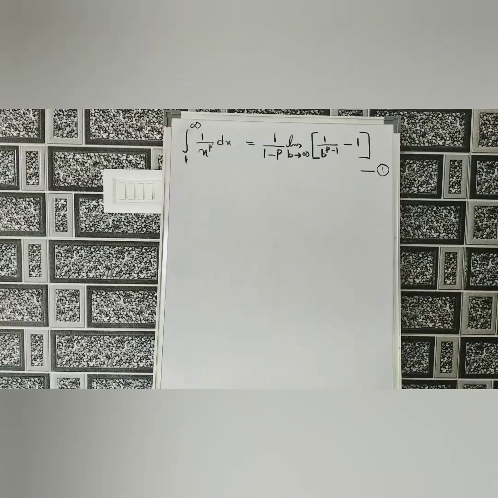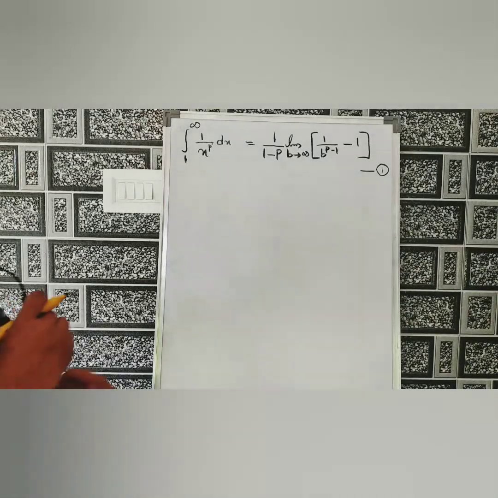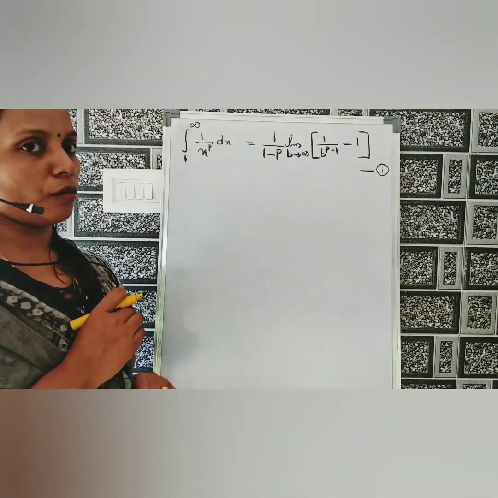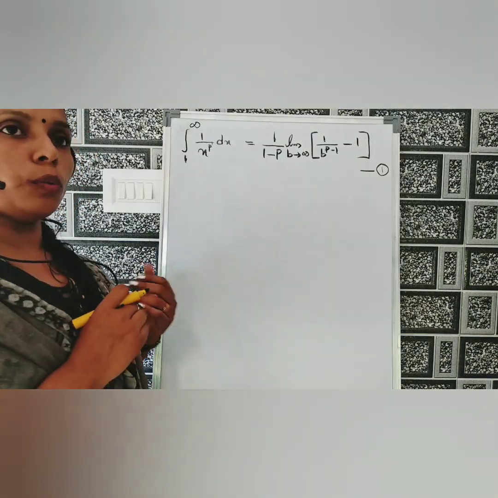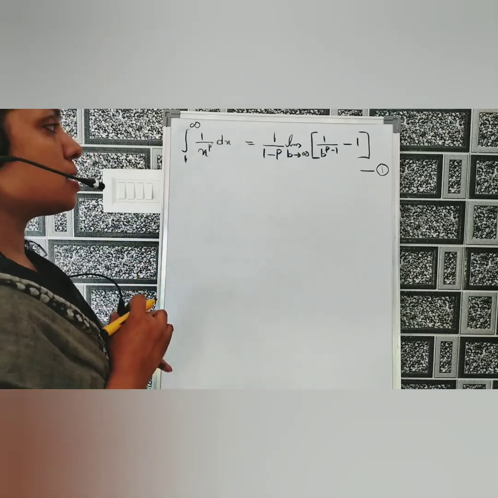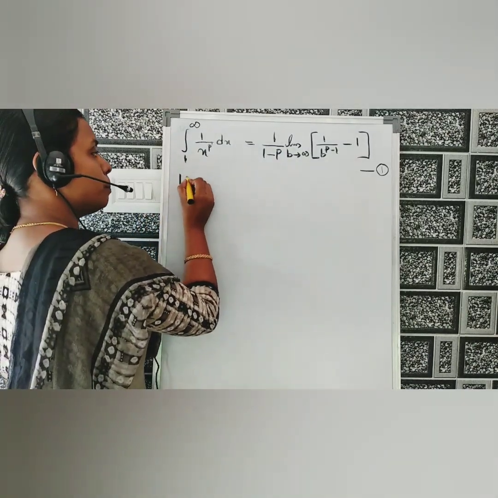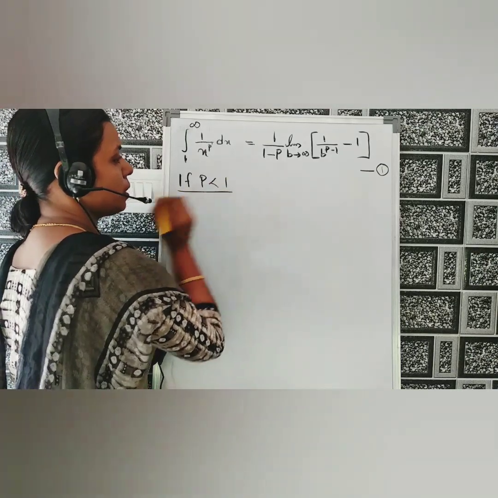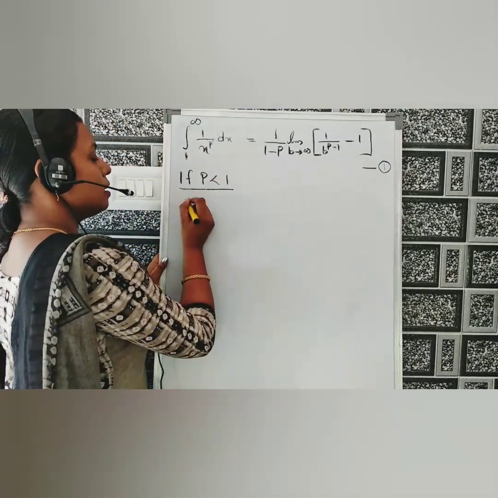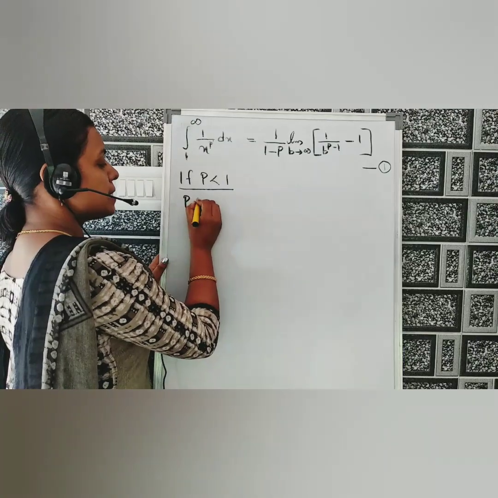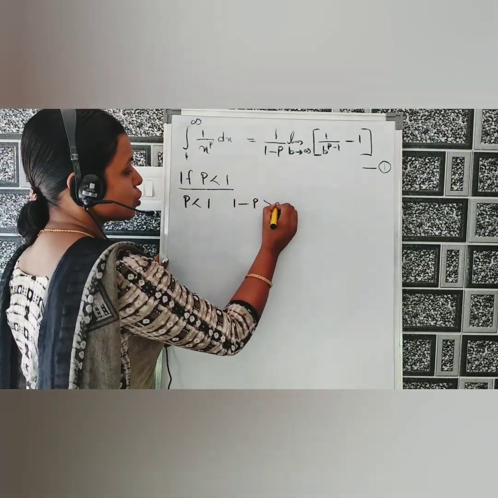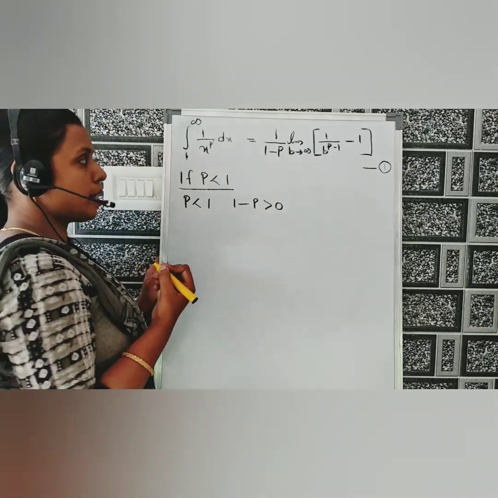Now we get the given series, the p series converges if p greater than 1. Now we want to show that the given series diverges if p less than 1. If p less than 1, then 1 minus p is greater than 0.